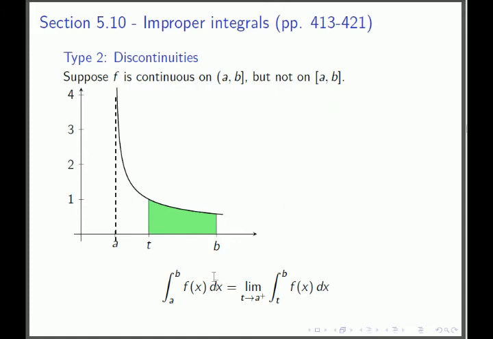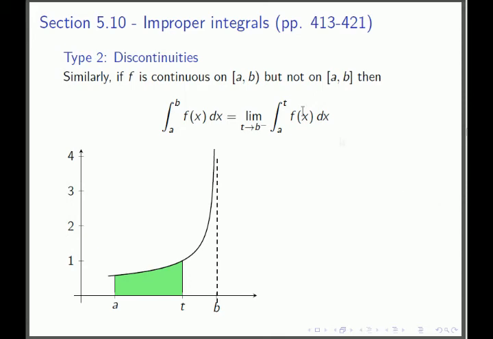Well, then we can still try to integrate this if, instead of computing the integral from a to b, we compute it from t to b, where t approaches a from the right. We can integrate the function from a to b by instead computing the integral from t to b and then letting t go to a from the right. Or if the function was discontinuous at the right endpoint of the interval, then again we compute the integral from a to some value t, and then let t approach b from the left.